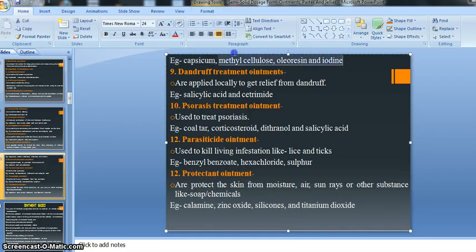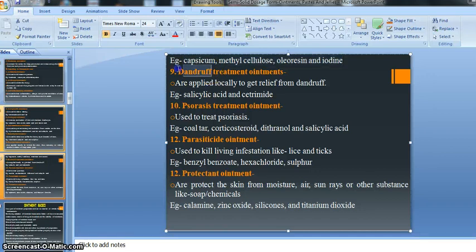If these drugs are dispensed in ointment form, that particular preparation is called a counter irritant ointment. So you remember this. Afterward, that is our ninth class of ointment, the dandruff treatment ointment.